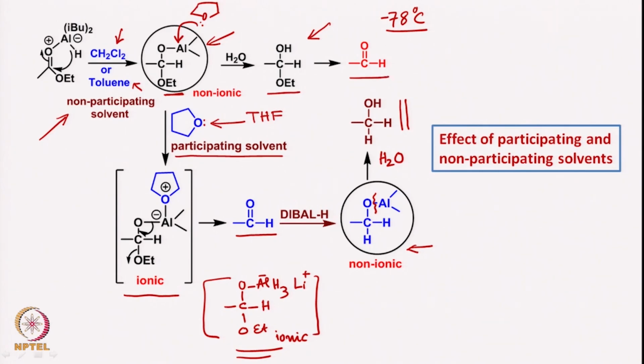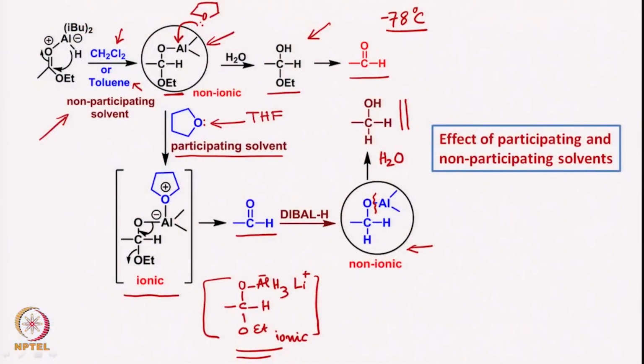On the other hand, if one wants to use the same dichloromethane or toluene as a non-participating solvent and wants the reaction to go all the way to the corresponding alcohol, then you use excess of diisobutyl aluminum hydride, or at least 2 equivalents of diisobutyl aluminum hydride, add the reagent at lower temperature or at a little bit higher temperature such as room temperature, and then warm the reaction to room temperature or something like that. Then what happens is that you have an intermediate which is a non-ionic intermediate.